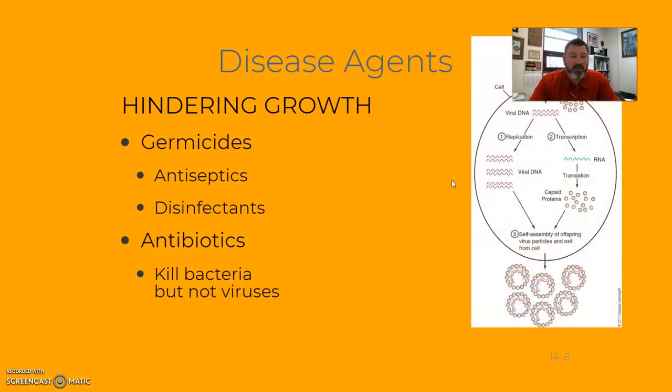Different disease ages, things that hinder growth. How can we begin to prevent disease now? First thing is we have some germicides available. And there's, of course, then antiseptics and disinfectants. Now, there's a difference between those two. One is applied to inanimate objects, and the other, antiseptics, would be applied to the skin. For example, iodine is a great antiseptic. You can apply it right to the skin, and it's a great germicide.